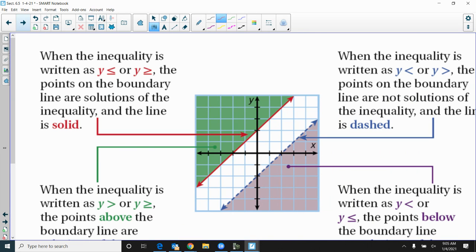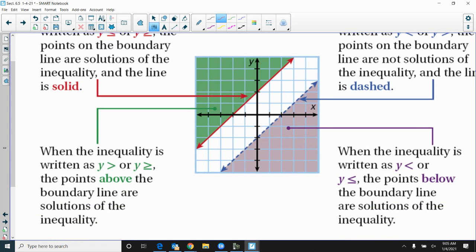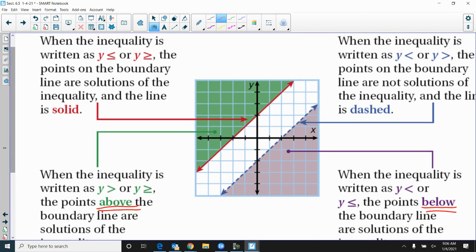Okay, read right here. When the inequality is greater than or equal to, the points above the line are solutions of the inequality. When the inequality is less than or equal to, the points below the line will work. But that's only when y is by itself. And then it also tells you when it's going to be solid. If it has the equal to part, it's solid. If it doesn't have the equal to part, it's a dashed line or dotted line.